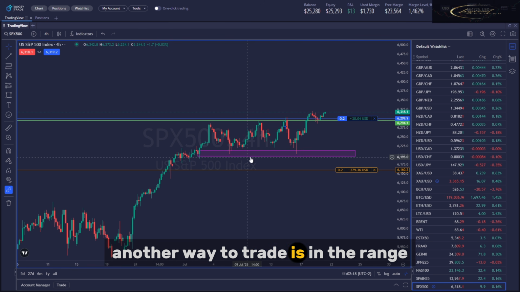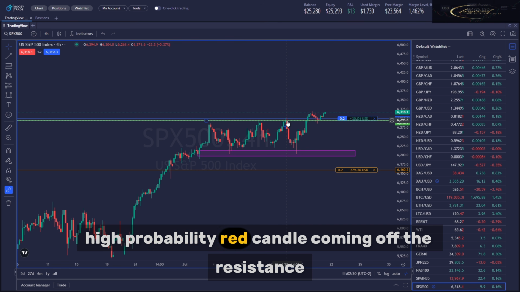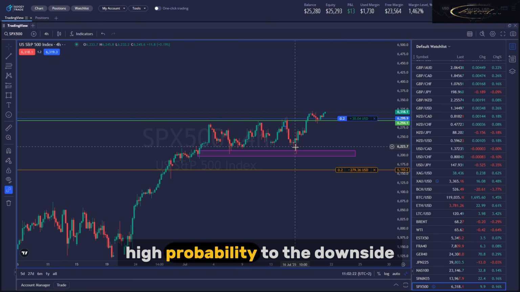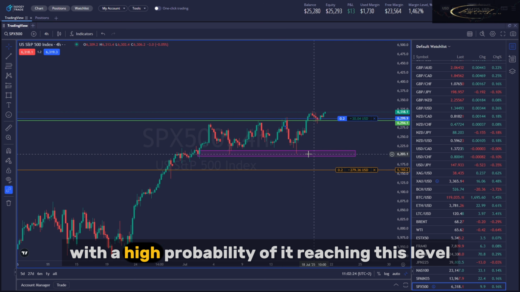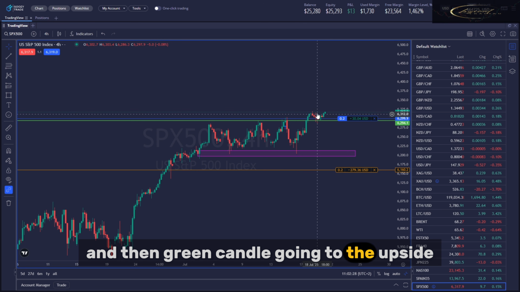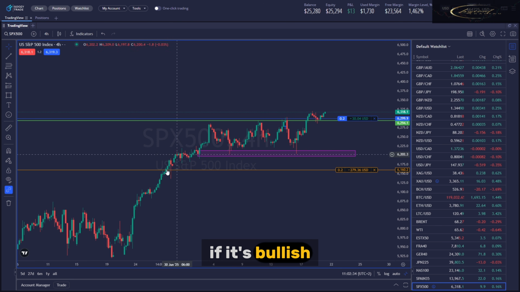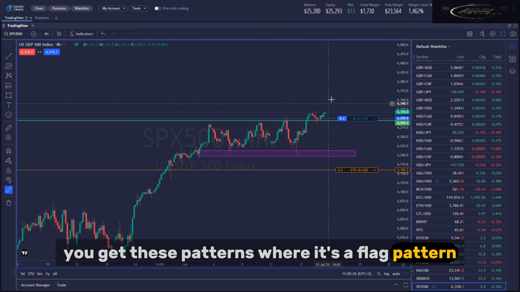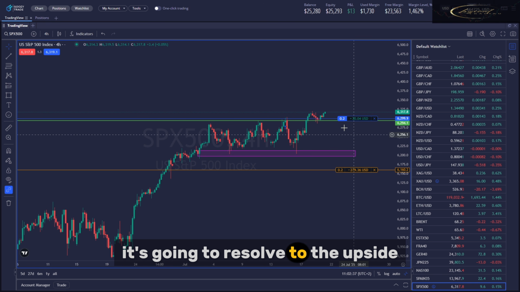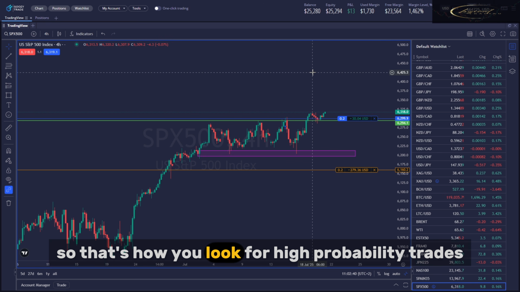Another way to trade is in the range: high probability, red candle coming off the resistance, high probability to the downside, with a high probability of it reaching this level, and then green candle going to the upside, high probability going up. That's how you trade them. If it's bullish, you get these patterns where it's a flag pattern. It's going to resolve to the upside. So that's how you look for high probability trades in the market.